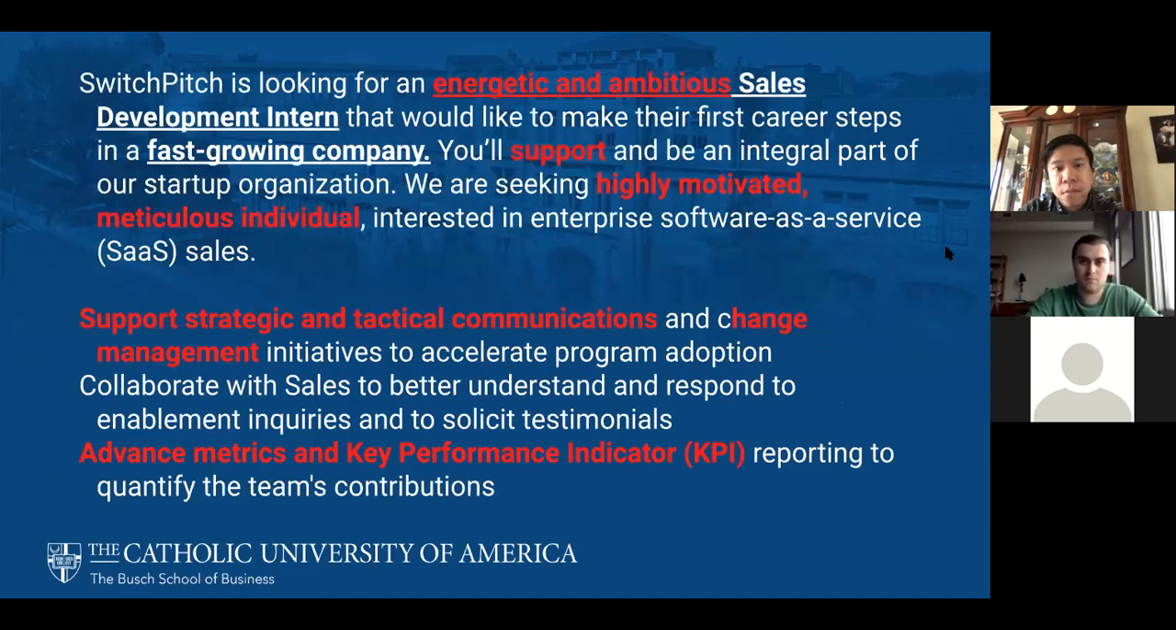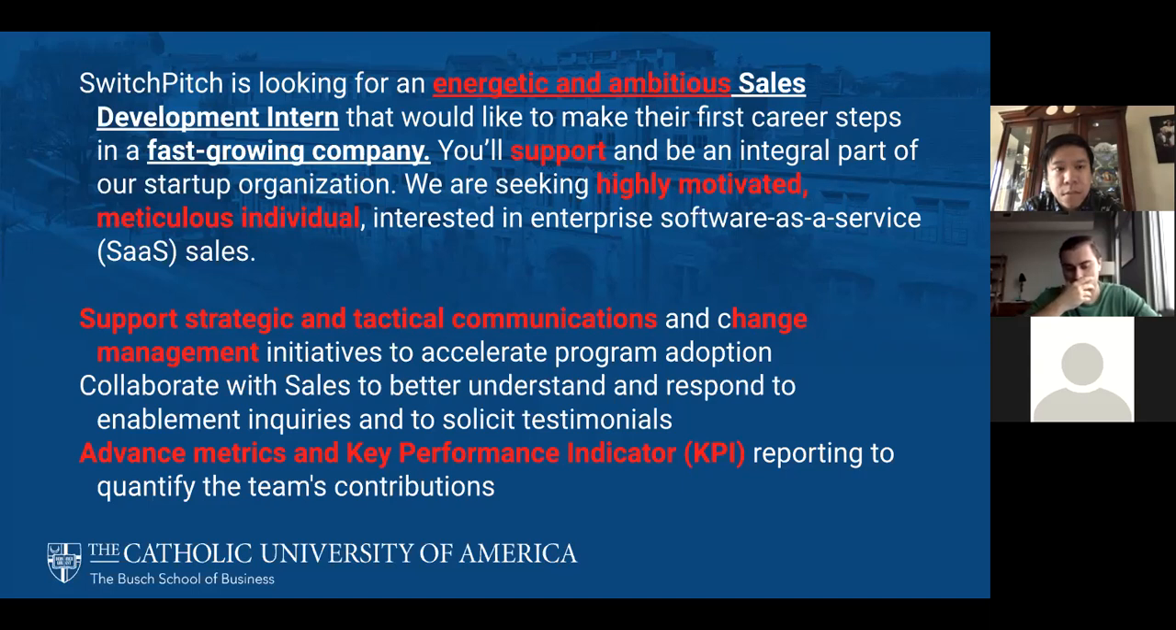All right, I've got another one. Switch Pitch is looking for an energetic and ambitious sales development intern. Okay, so energetic and ambitious is a little different than organized, and so this is a different type of role. You'll see sales development intern, so okay, this person is going to be talking a lot to people. If you look further, you'll see highly motivated. You'll see meticulous individual. That's an interesting word. You'll see software as a service, you'll see meticulous.